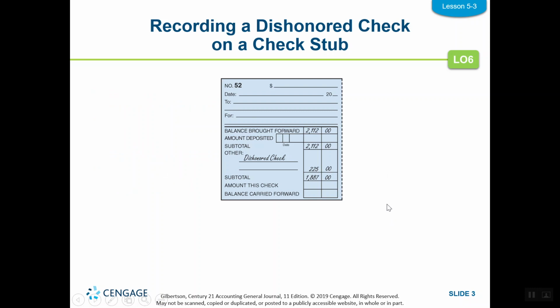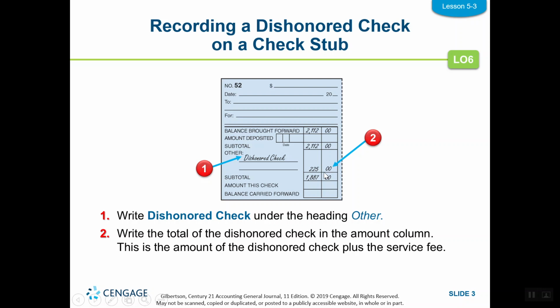So to record it on the check stub, because we've already deposited it into our account, we now have to take that back out of our account. So we're going to write dishonored check under other. We're going to write the total of the dishonored check plus the service fee, because yes, unfortunately the bank is going to charge us a fee because somebody bounced a check with us. Then we calculate and record our new subtotal. So we're going to subtract that from the previous subtotal.